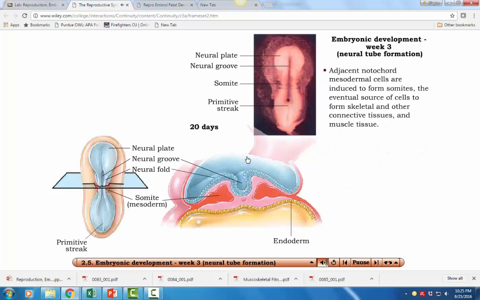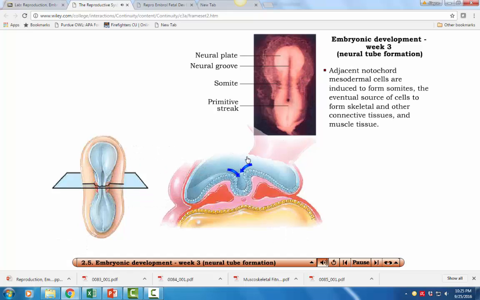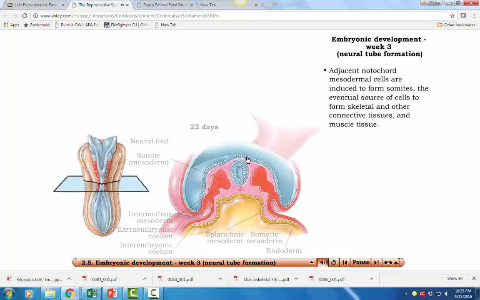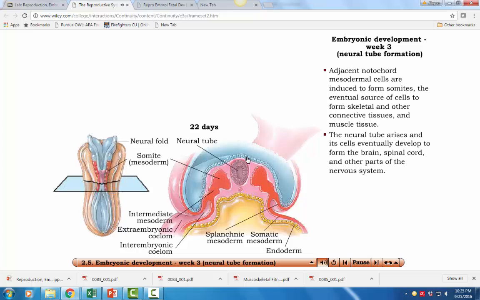Adjacent notochord mesodermal cells are induced to form somites. Somites are the eventual source of cells that form muscle tissue, skeletal, and other connective tissue. The neural groove completely folds inward to form the hollow neural tube. The neural tube arises and its cells eventually develop to form the brain, spinal cord, and other parts of the nervous system.